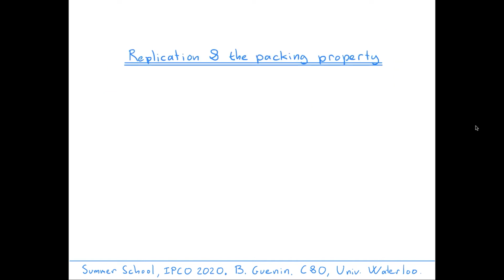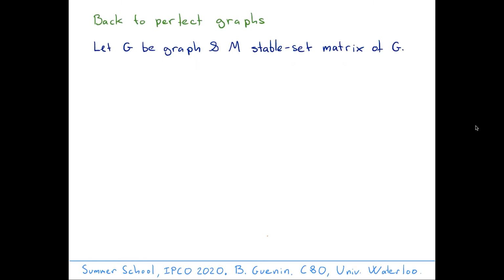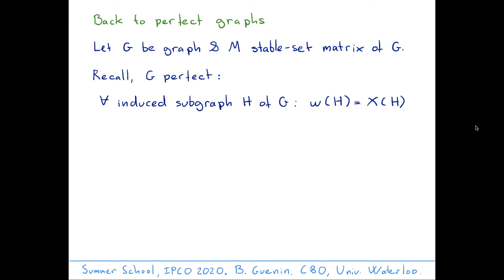So the next topic is going to be the replication operation and the packing property. Let's go back to perfect graphs, and consider a graph G, and suppose that M is the stable set matrix of G. This is a matrix where the rows are the characteristic vectors of the stable sets of G. Let's remind ourselves of the definition of a perfect graph.